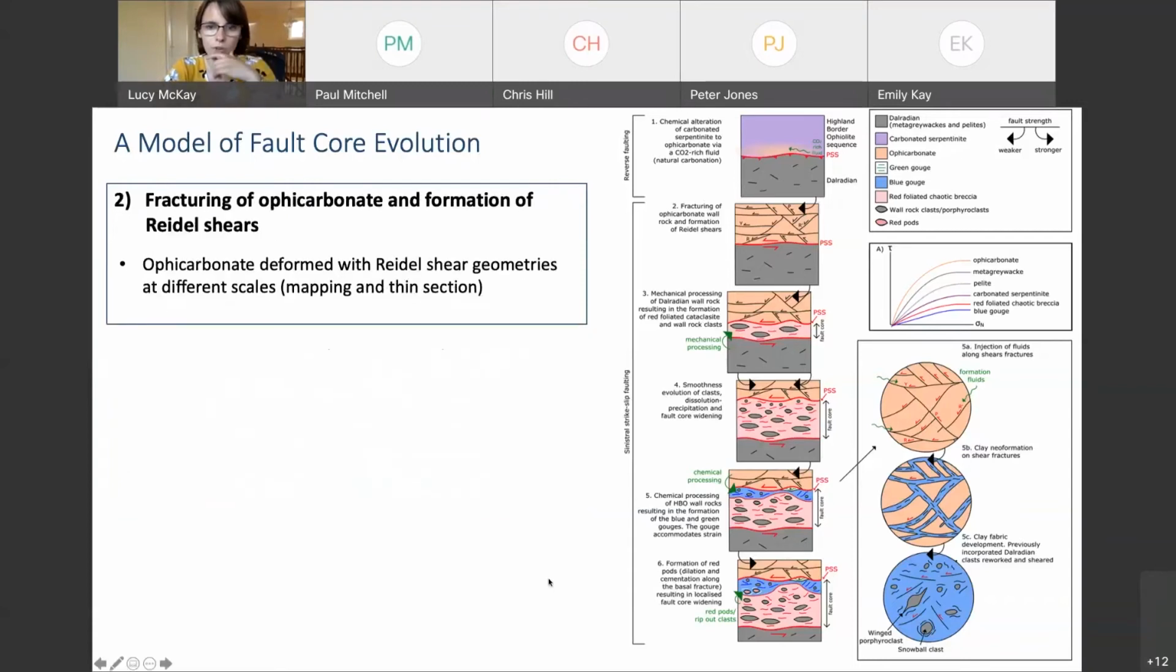Going down the model, as I said, the dextral motion is early, and then you move on to this sinistral strike slip motion later. So the first stage of that sinistral strike slip motion, you've got your ophicarbonate deformed with radial shear geometries at different scales, which is evident from the field map and from the orientation of the microstructures in the thin section images.